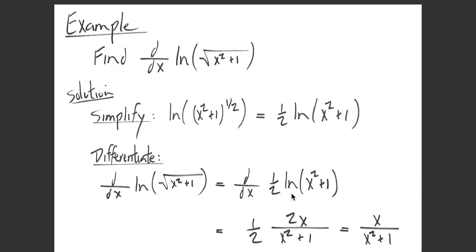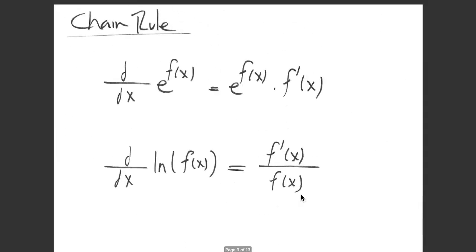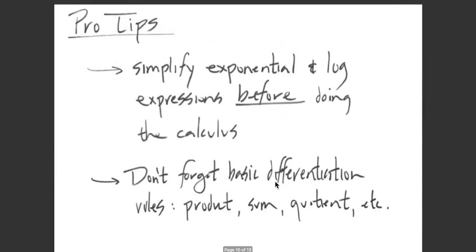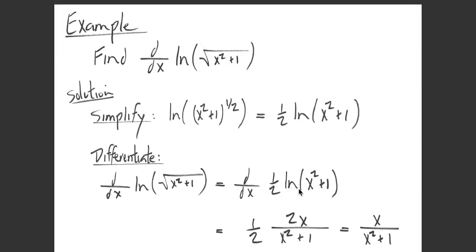And now, just using the generalized rule for finding the derivative of the natural log of a function, the derivative of natural log of x squared plus 1 would be the derivative of x squared plus 1 divided by x squared plus 1. So that ultimately all simplifies into x over x squared plus 1.